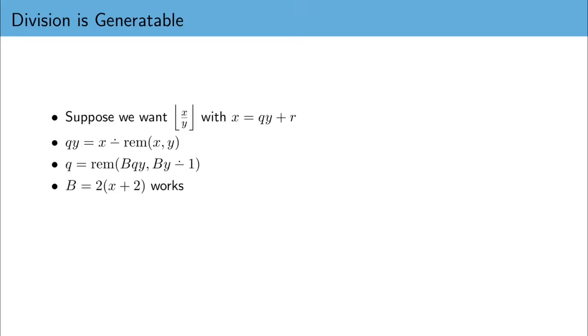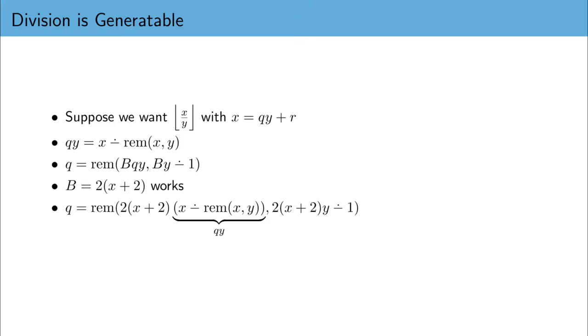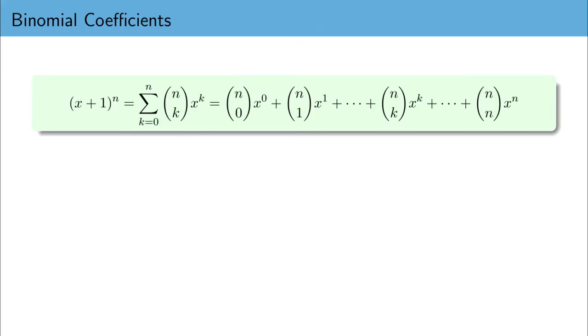And b doesn't actually have to be that large to make this work. 2 times x plus 2 works. We just have to make sure that we can't find any additional by minus 1s in our remainder q. Right? q has to actually be the remainder. We can't be able to subtract off yet more by minus 1s. So, plugging in our values of b and qy, we get that q is this term here. So, quotients are generatable. Using our division and remainder tools, we can now extract digits in sums, and we'll use this tool lots of times throughout this proof.